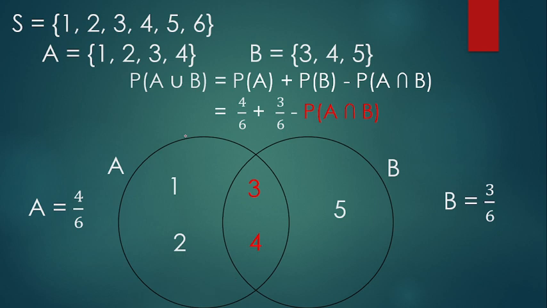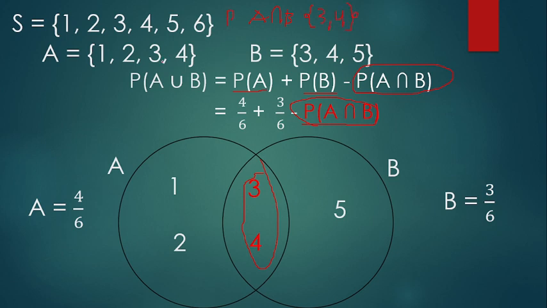What is the formula? The formula is the probability of A plus probability of B minus the intersection. Again, what is the intersection? The intersection of these two sets are 3 and 4. Let's try to deal with the elements of the intersection. What is the intersection of A and B? What are the elements? The elements are 3 and 4.